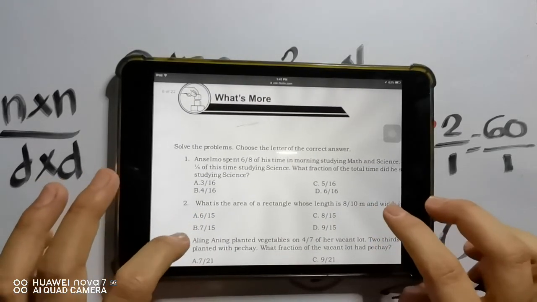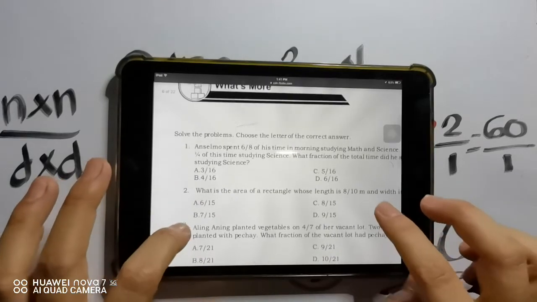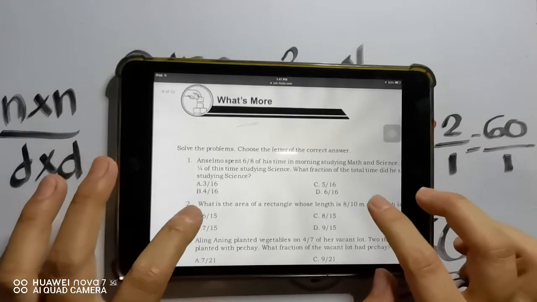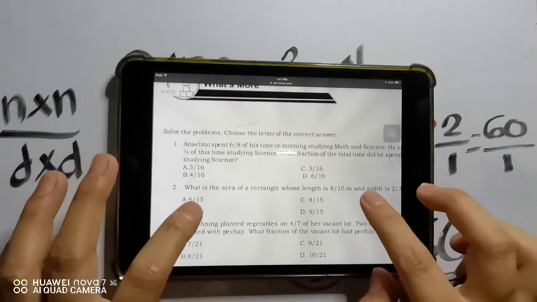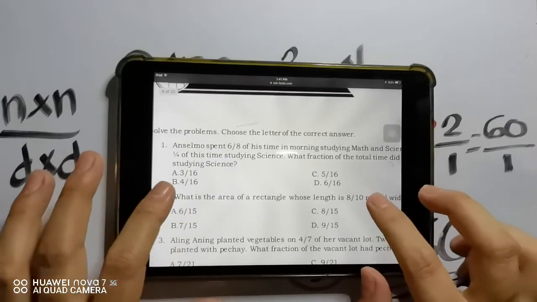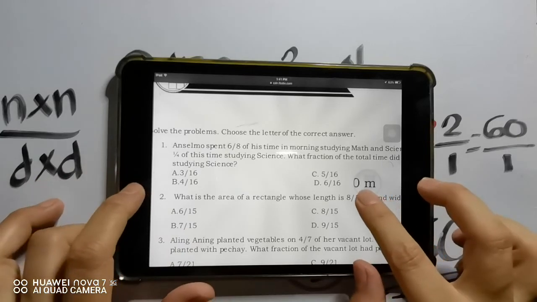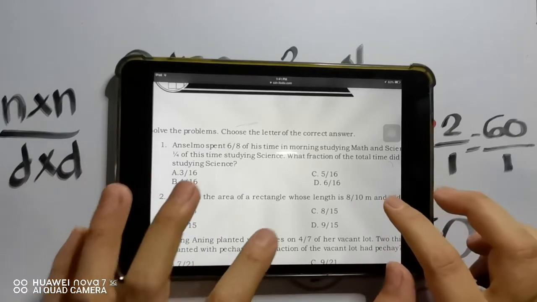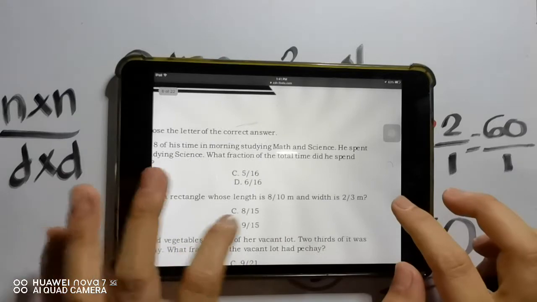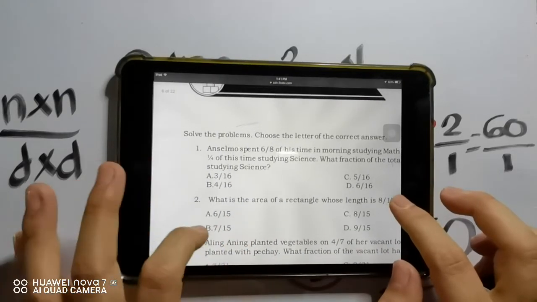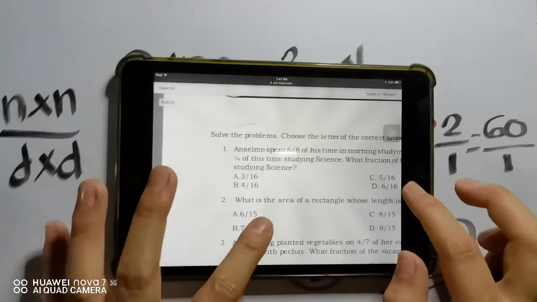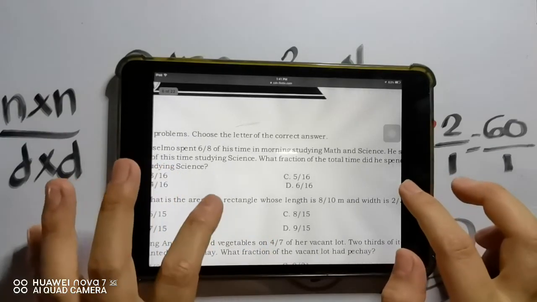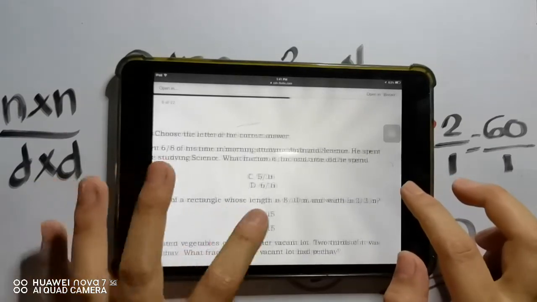So let's try one of the examples here. Number 1. Anselmo spent 6/8 of his time in the morning studying math and science. He spent 1/4 of this time studying science. What fraction of the total time did he spend studying science?